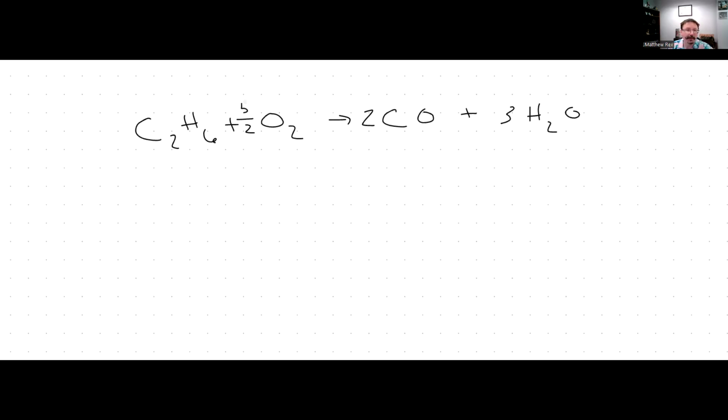So if I multiply the one in front of this by 2, I get that. If I multiply 5 halves by 2, I get 5. If I multiply my 2 by 2, I get 4. And if I multiply my 3 here by 2, I'm going to get 6. So the coefficient in front of the water when this is balanced should have been 6.